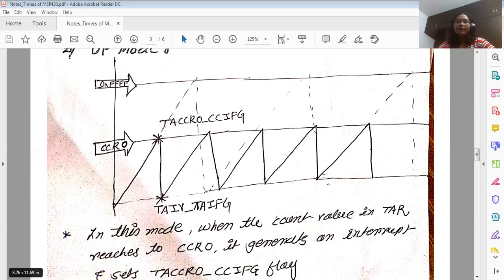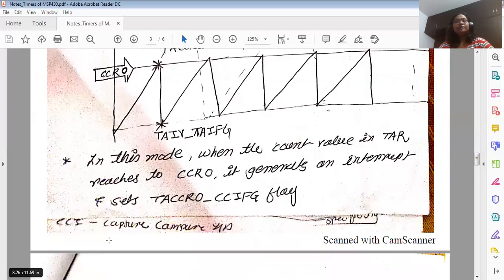This is the difference between up mode and continuous mode. In the up mode, after this interrupt arrives, the contents of the TAR register will automatically be cleared to 0, but in continuous mode, the TAR register content will not be cleared at this instance. It will be cleared only if the contents of the TAR register reach its final count, that is FFFFH. So these are the four modes of your timer. These are the basic modes.